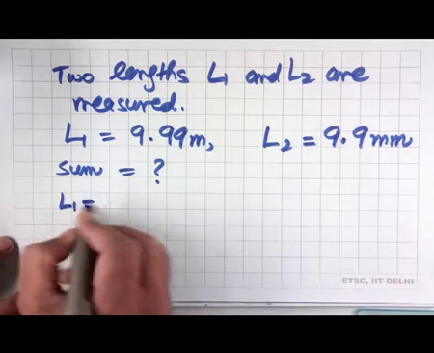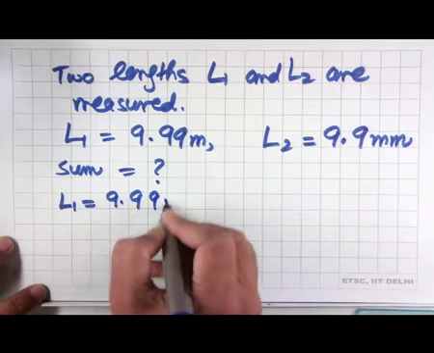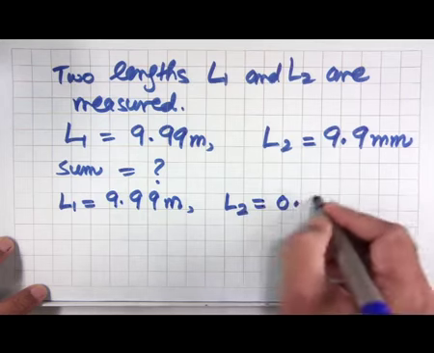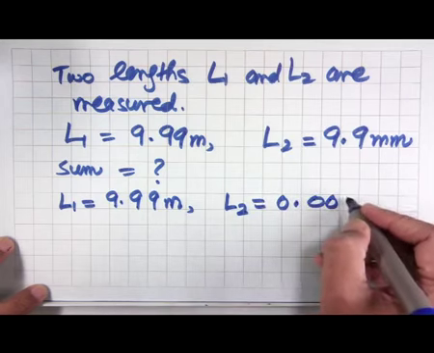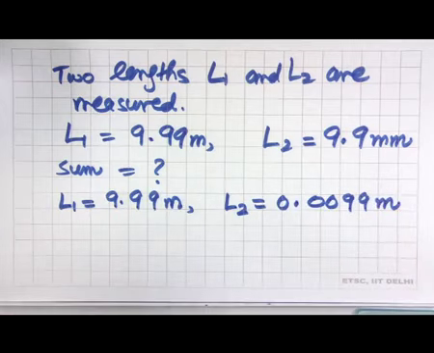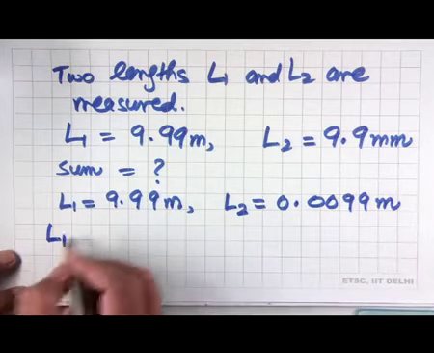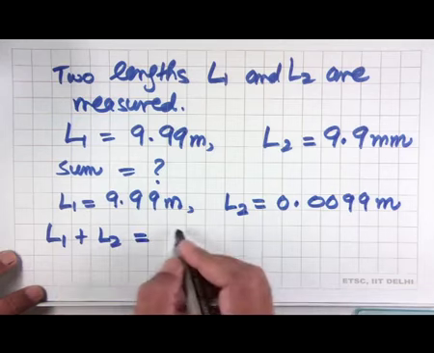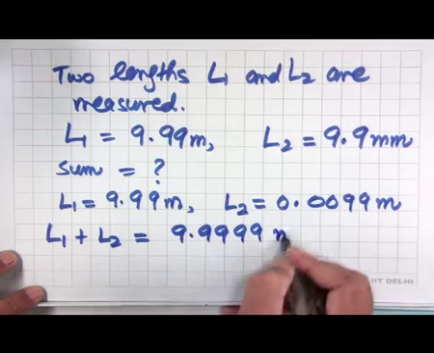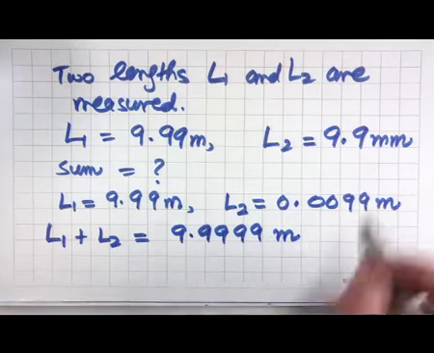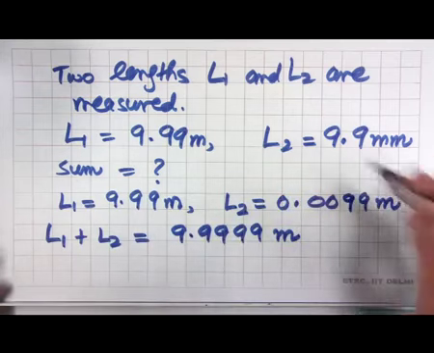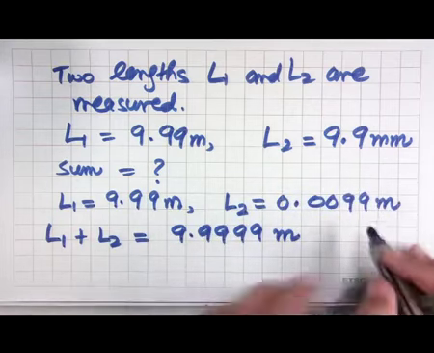So, L1 is equal to 9.99 meters and L2 will be equal to 0.099 meters. We convert, we divide this by 1000. So, this is what we will get, and now when we add up the two, we get L1 plus L2 is equal to 9.9999 meters.